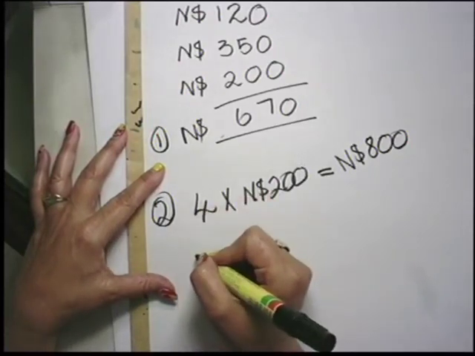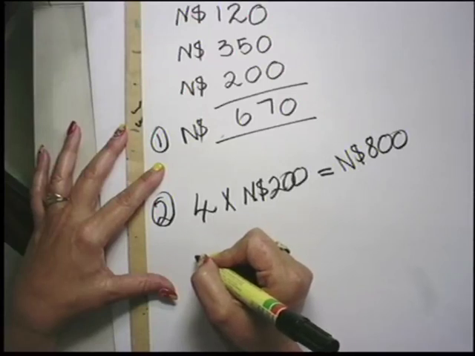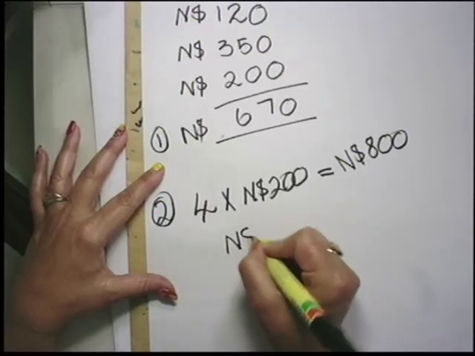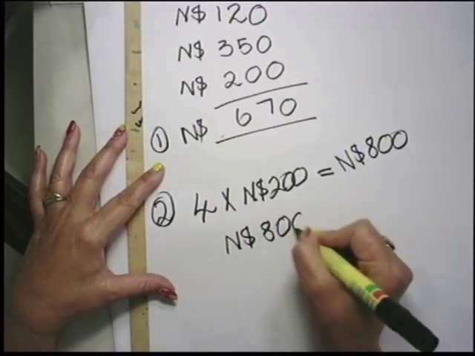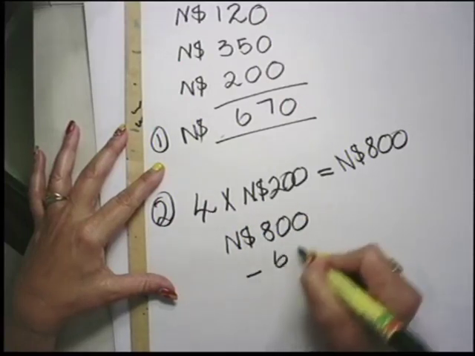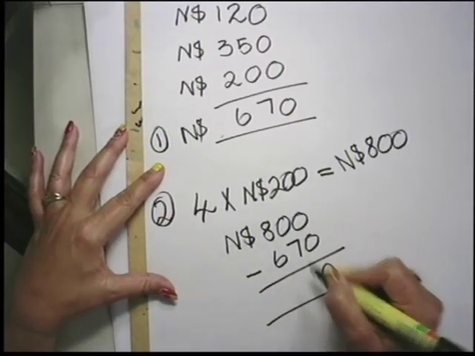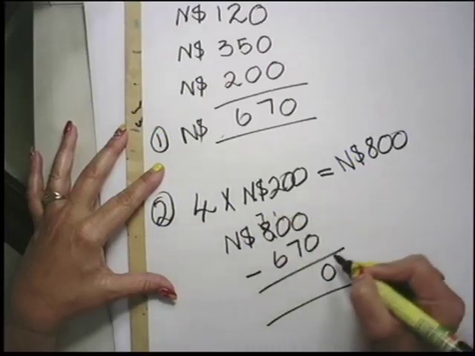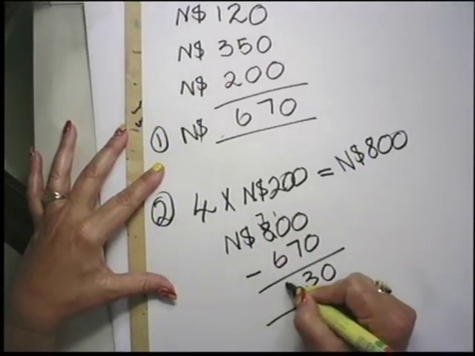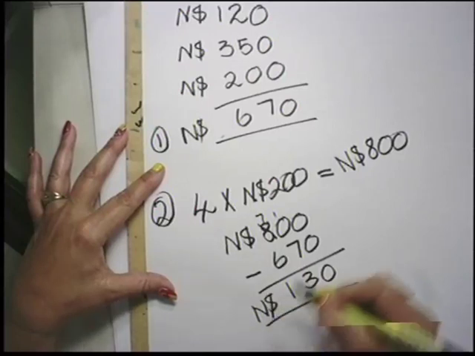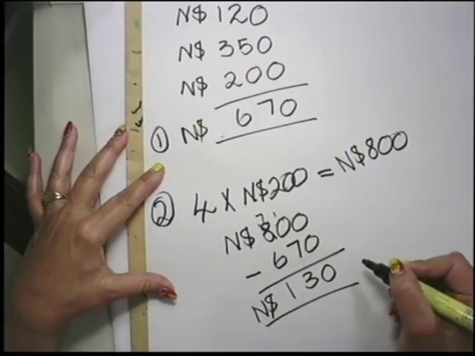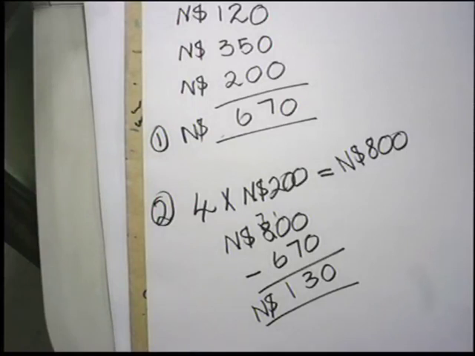So the same question goes, how much change did he get? So I have my $800 minus my $670, and I calculate how much change he got after he bought the items. He paid with $800, and his change is $130. That is how I go about answering word problems.